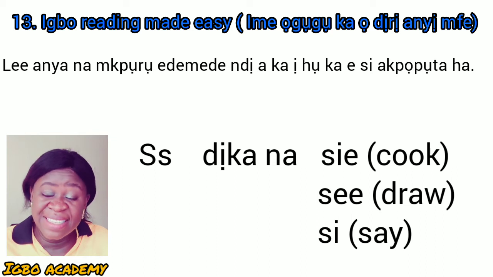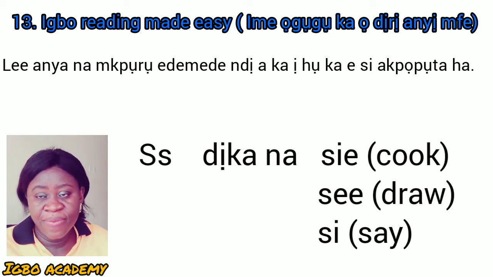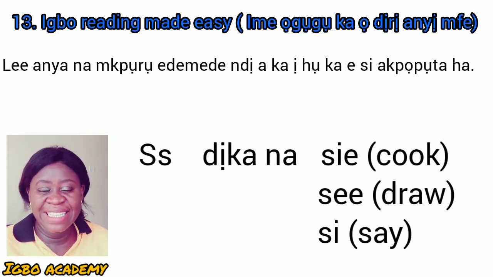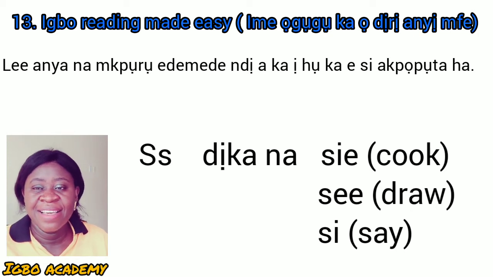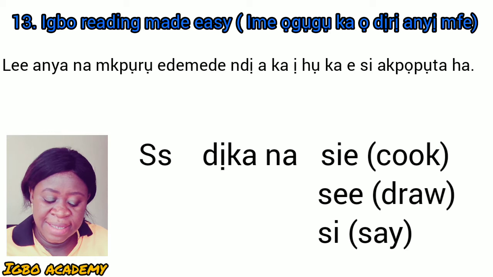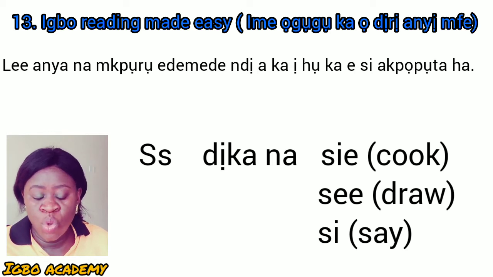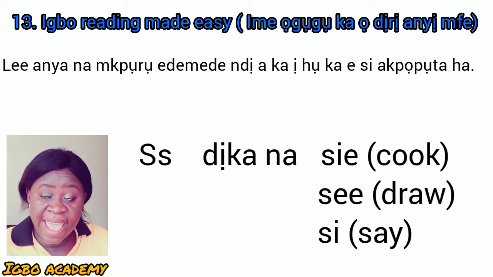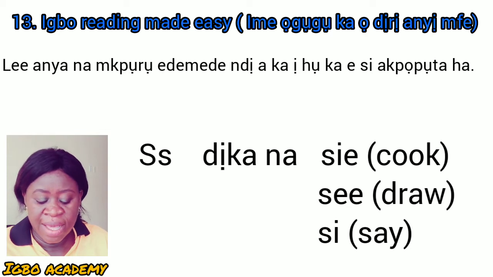Then si means see. That's why you get asili, see means to see. So S dịka na sie, cook. Se, draw. Si, see.